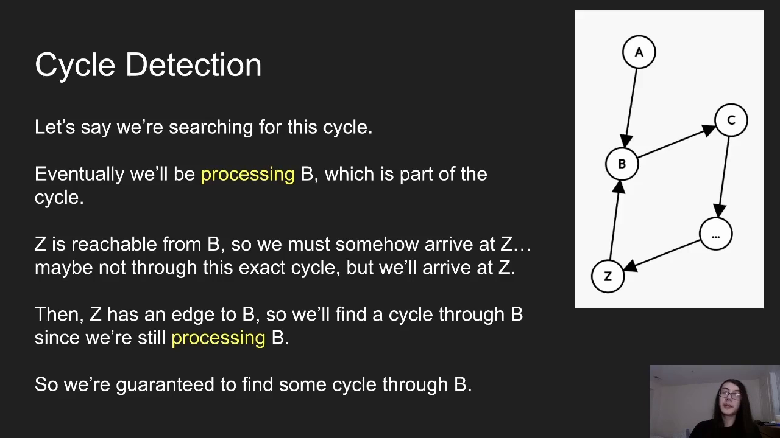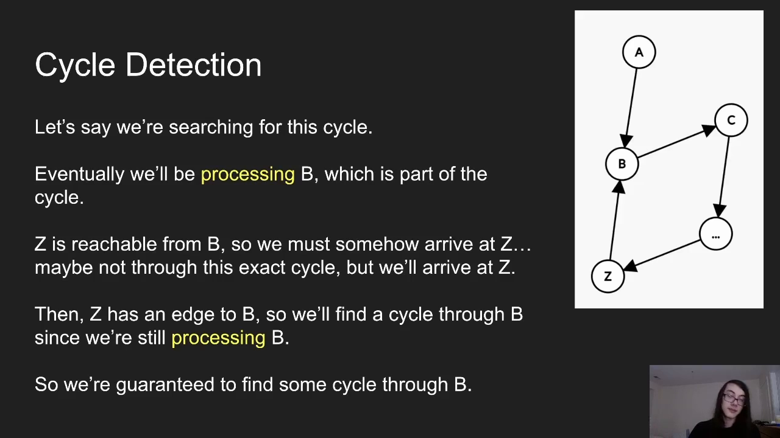Now it's important to note that we may not find this exact cycle. All that's guaranteed is that Z is reachable from B. So we might find some other cycle that goes through B and Z. But we're going to find some cycle, since the existence of the cycle implies that Z has to be reachable from B. The cycle just means that Z is reachable from B. So if there's a cycle reachable from B, then we're guaranteed to find some cycle reachable from B, or some cycle through B. It's not necessarily this exact cycle that we're looking at, but it's going to be some cycle, because Z is reachable from B.